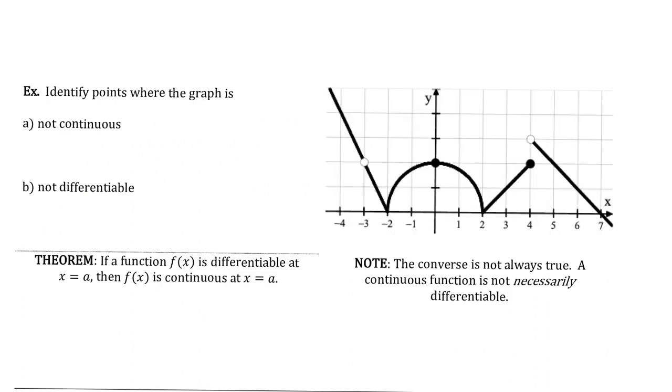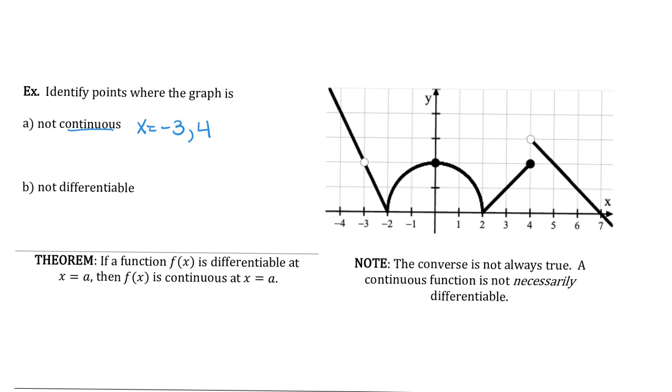Okay, so for the example, let's identify the points where the graph is not continuous and then also where the graph is not differentiable. So not continuous could be a hole, a jump, anything where there's a gap in the graph. So let's see, going here. Oh, at x equals -3, there's a hole. Okay, let's keep going. Continuous is connected. When I get to x equals 4, I'm going to jump up. So at x equals 4, there's a jump. And then this graph continues all the way through there.